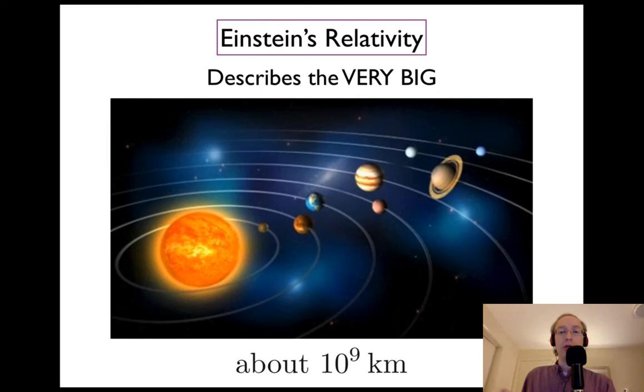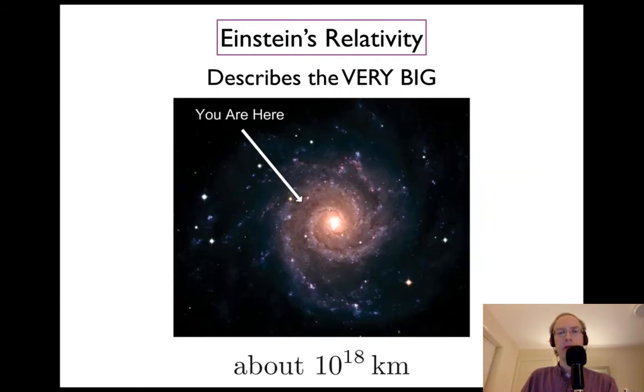Einstein's theory can also very accurately describe the orbits of planets around the sun. Again, this is an artist's depiction. How big is that? Well, it's on the order of 10 to the 9 kilometers, or a billion kilometers. And even bigger. So for example, Einstein's theory can describe very accurately the motion of stars in our galaxy, the Milky Way. This is an artist's conception. Obviously, nobody's taken a picture outside of the Milky Way since we're in it. But anyway, how big is a galaxy? Well, a typical size of a galaxy like ours would be about 10 to the 18 kilometers. So now we're getting really big. And I can keep going.